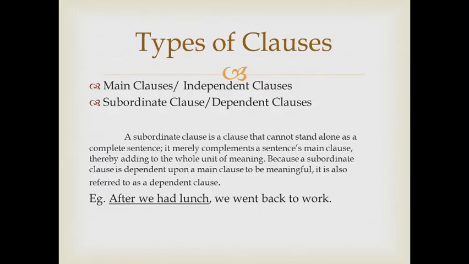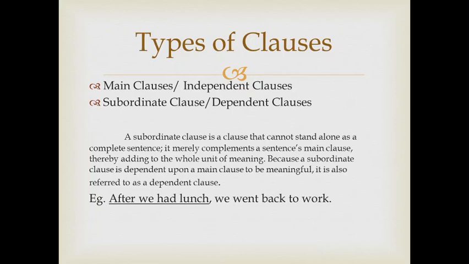So, first of all, what are the types of clauses? Clauses can be broadly divided into two categories: main clauses and subordinate clauses. Or to give different terms, dependent clauses and independent clauses. Main clauses are also known as independent clauses, and subordinate clauses are also known as dependent clauses.